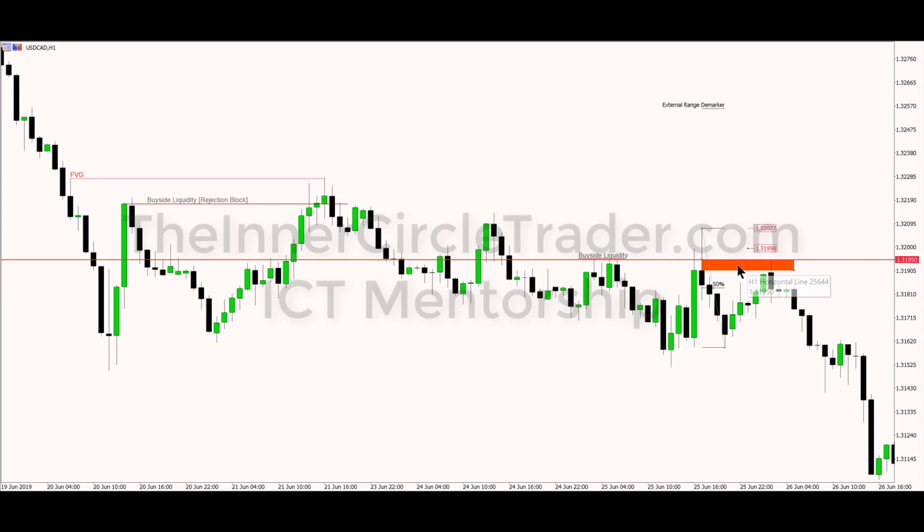Now, if this was a little bit longer or wider in terms of a range that would permit a limit order, then you can simply do a limit order above the rejection block. But in here, you may not be afforded the luxury of having a limit order because the range that you're working within is too tight.